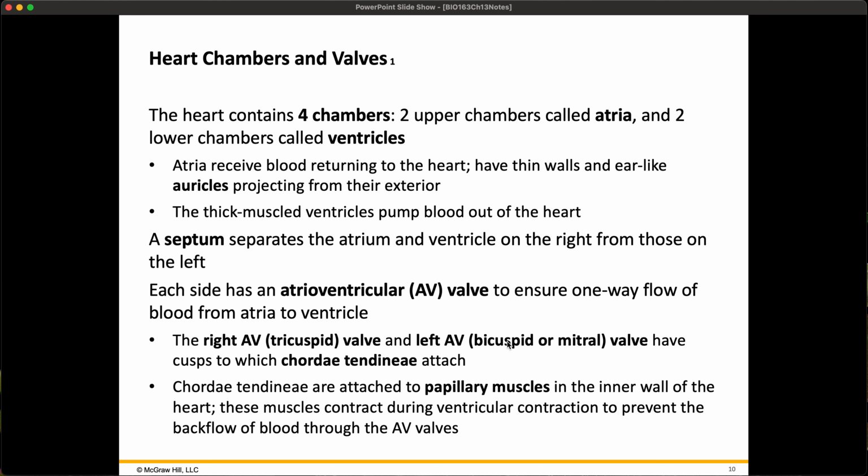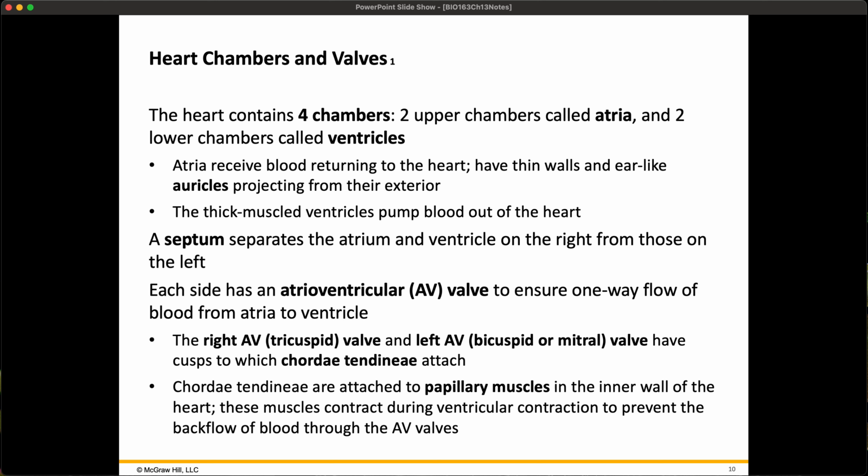And then those cusps, that's describing the shape of the valve. The tips of the valves are anchored to the heart wall itself with these chordae tendineae, so tendinous cords, and specifically we call them the chordae tendineae. So you can see the tricuspid has three cusps, three little lips, whereas the bicuspid has two, and those are attached to tendons to the heart muscle. Specifically to the papillary muscles, inner wall of the heart, and this is what contracts during ventricular contraction to make sure blood doesn't flow back up through the AV valves.